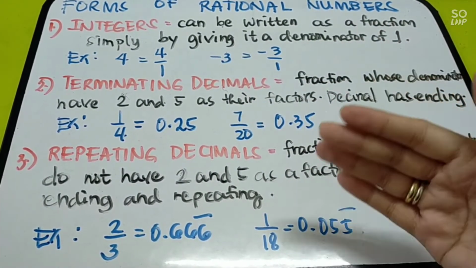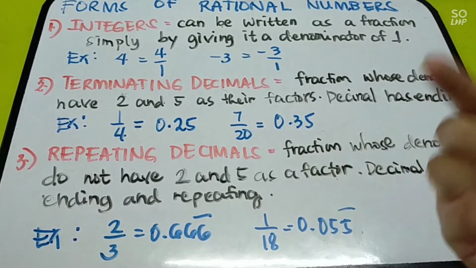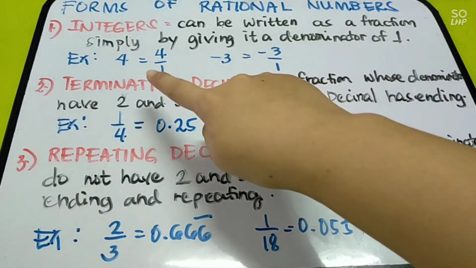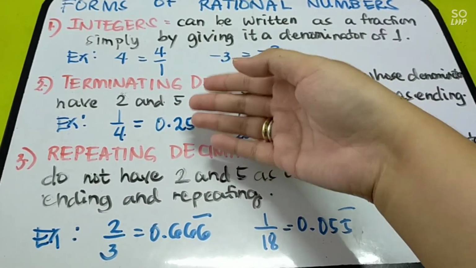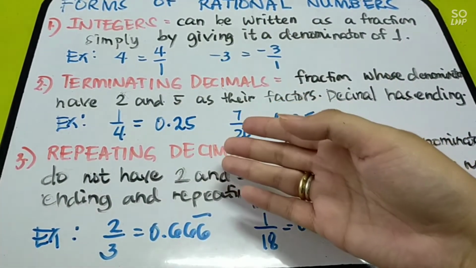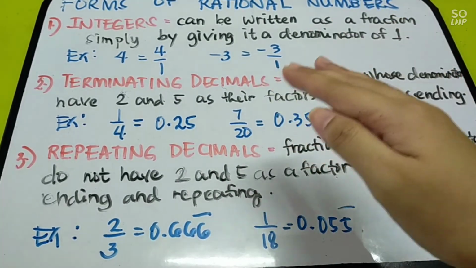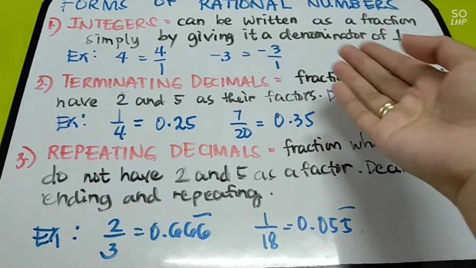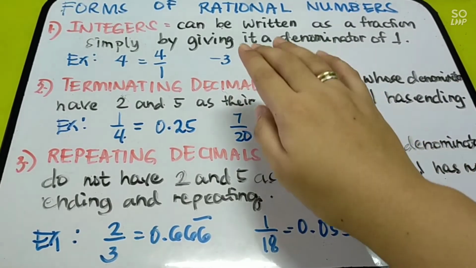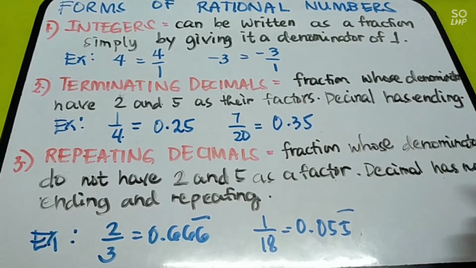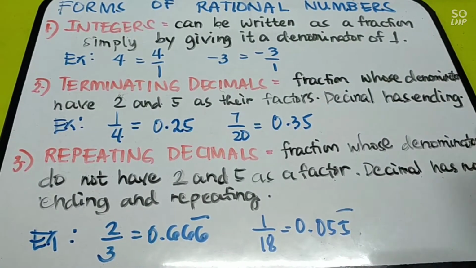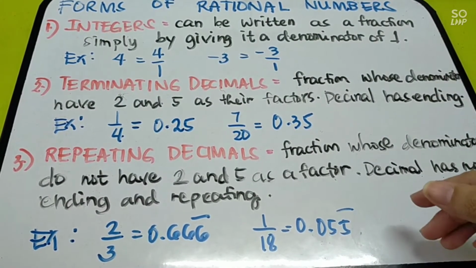So, lalagyan lang natin siya ng denominator of 1. So, fraction na siya. For example, we have here 4. 4 is equal to 4 over 1. So, meron ka ng numerator, meron ka ng denominator. Equal lang yan, si 4 and 4 over 1. Then, we have here negative 3. Negative 3 is also equal to negative 3 over 1. Alright? So, that is how we will change integers into fractions.